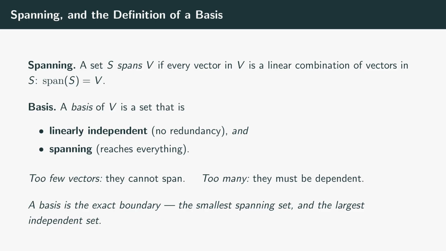Think of it as a balance. If you have too few vectors, they cannot possibly reach the whole space, so they fail to span. If you have too many, some must be redundant, so they fail to be independent. A basis sits exactly on the boundary between those two failures. Said another way, a basis is simultaneously the smallest set that still spans the space, and the largest set that is still independent. That double description is why a basis is the right notion of a coordinate system.